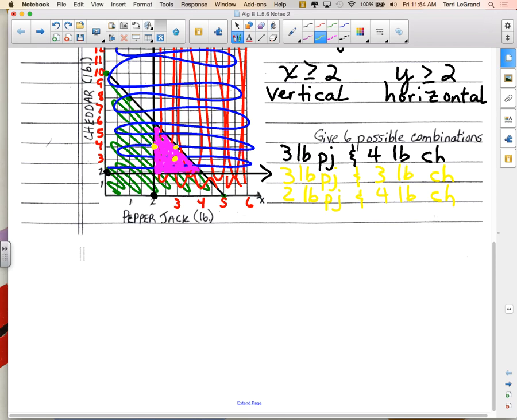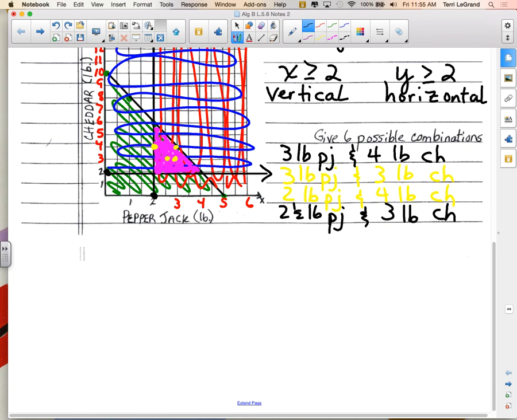Okay, I want a partial pound. Abby? 2.5 pepper jack and 3 cheddar. So 2.5 pounds of pepper jack and 3 pounds of cheddar. We got 4 of them. We got 2 to go. She has lots of combinations of what she can do.